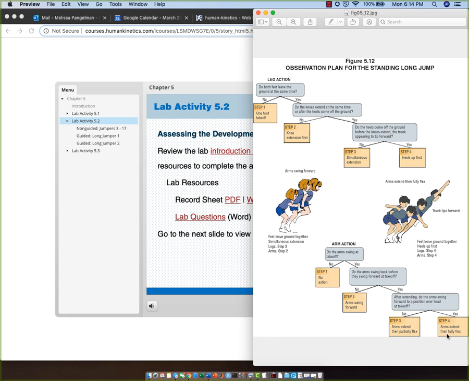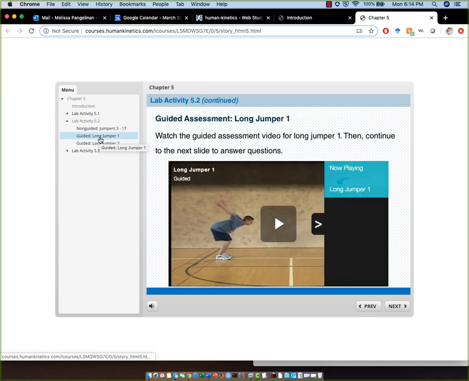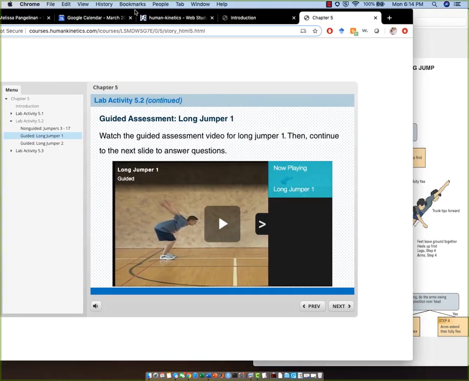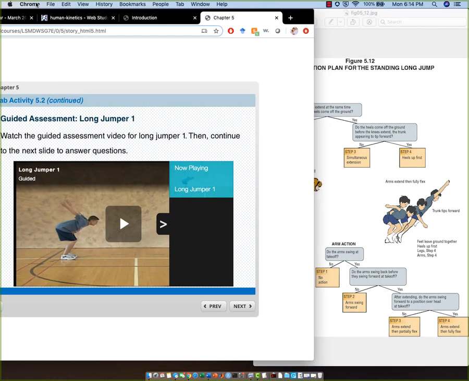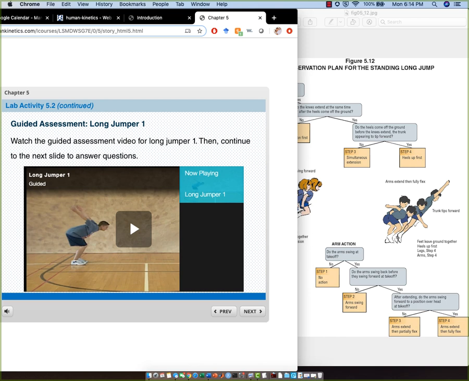So the good news for this is there are 2 guided videos that we can look at. We'll work our way through the guided video for long jumper number 1. We want to make sure that the decision tree is visible and easy to see as we watch the jumper. I'm going to move this over just a little bit. So let's watch the video and start with the leg action.